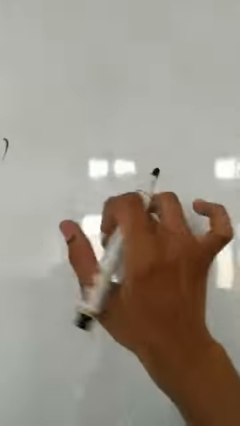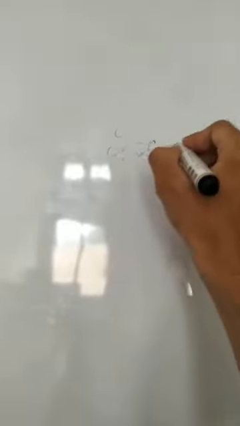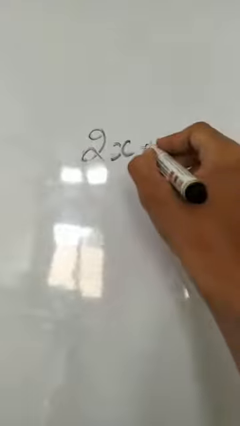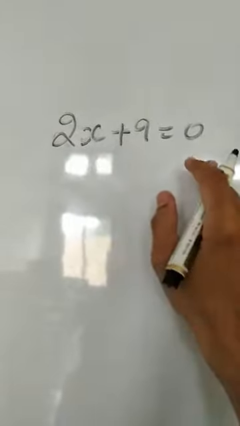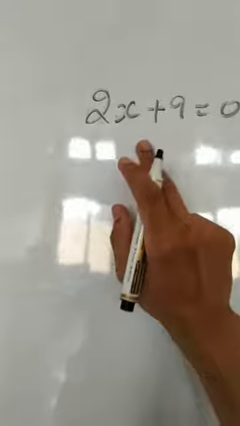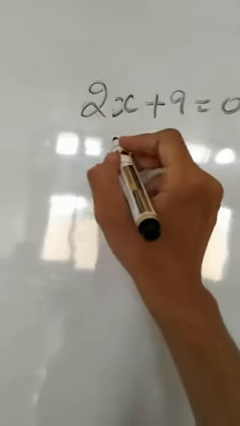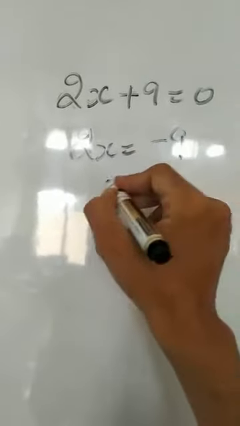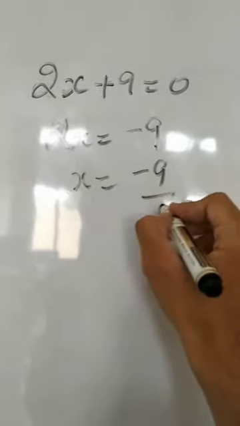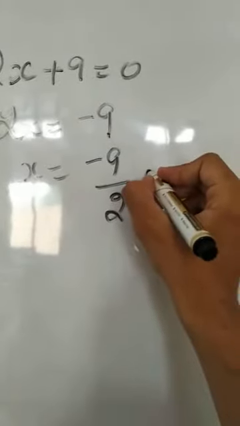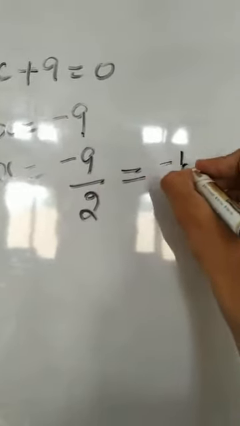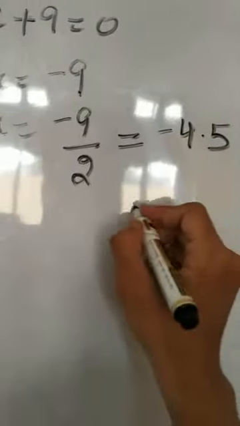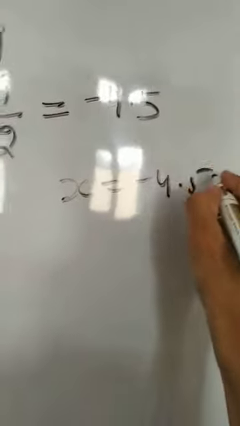In the second question, we are going to represent 2x + 9 = 0 on a line, with one variable and two variables. 2x + 9. Here firstly we calculate the value of x. 2x = -9, x = -9/2. So -9/2 is approximately -4.5. So x = -4.5.